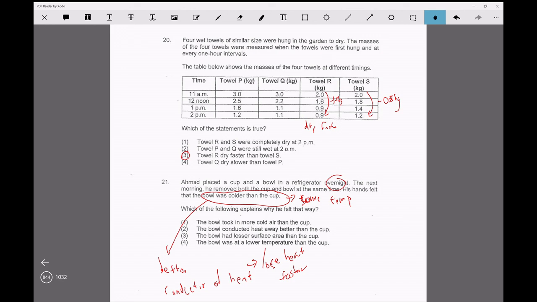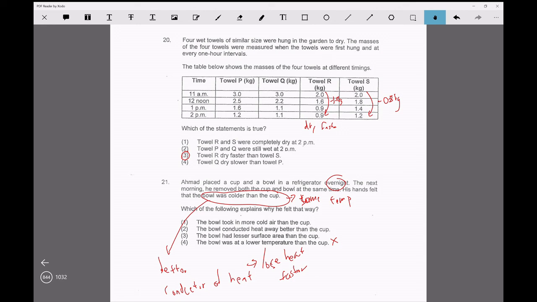Let's see. This is definitely wrong. The temperature is the same, I told you already. The bowl has a smaller surface area than the cup. Okay, so it's number 2. As I tell you, the bowl is a better conductor of heat than the cup. That's why the bowl will gain heat and lose heat faster.